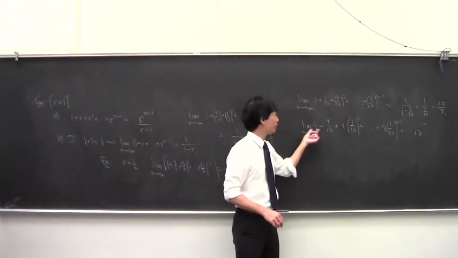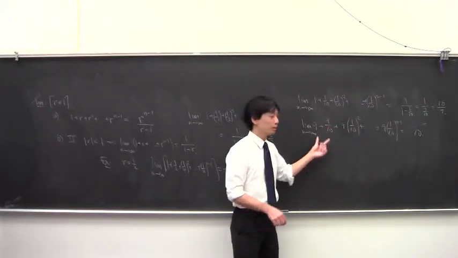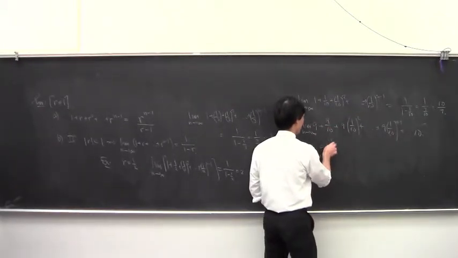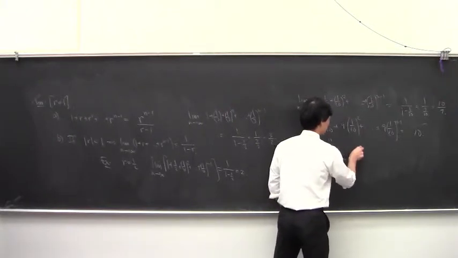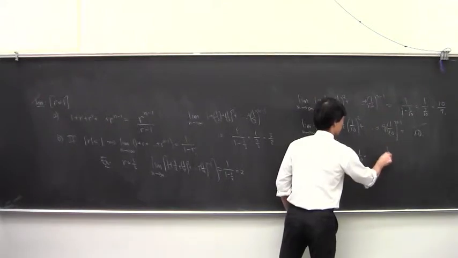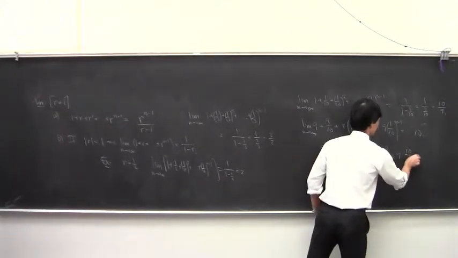If I factor out a 9 from this, right? This is the same thing as 9 times the previous one, which was 10 ninths. That's also 10.